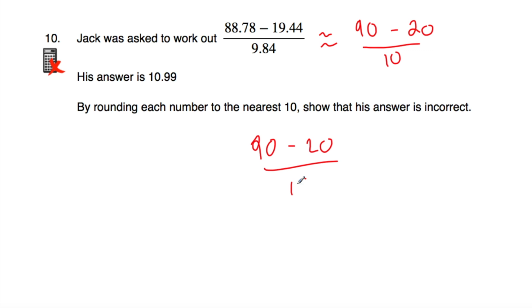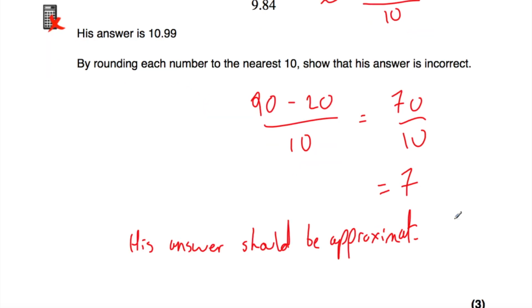90 subtract 20 is equal to 70, and then divided by 10. And 70 divided by 10 is equal to 7. So our estimate is 7. But Jack's answer is 10.99, and that's pretty far out. So I think that shows that Jack is incorrect. And I've just written down his answer should be approximately 7.